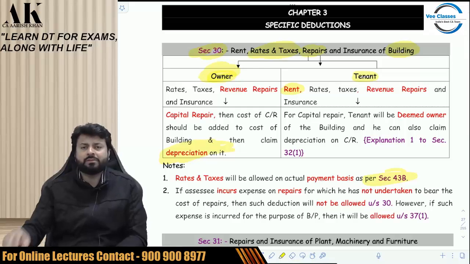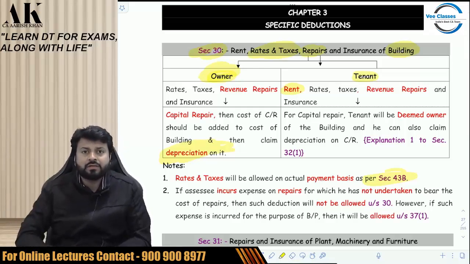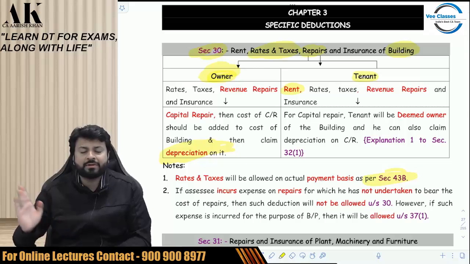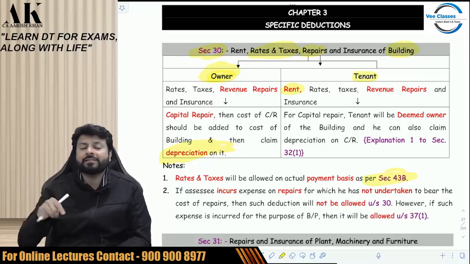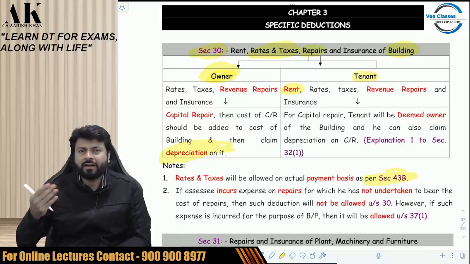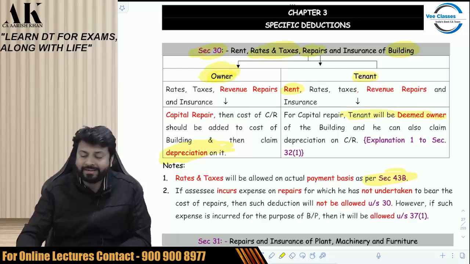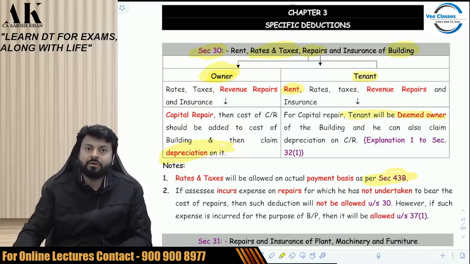Suppose there is a building on which I am doing some capital repair of 50 lakh rupees. So you can capitalize that amount to the cost of building and then you can claim depreciation on it, 10% every year. Coming to tenant. Sir, what if a tenant does a capital repair? First of all, it is very hard to imagine that a tenant is doing a capital repair. But in case it is done, then also the government says that we will treat the tenant as deemed owner and we will give deduction to the tenant in the form of what?